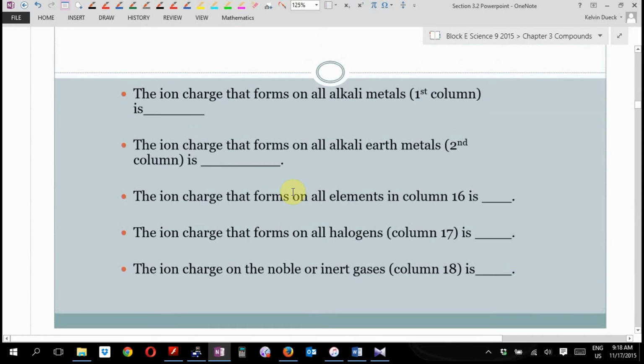So the ion charge that forms on all alkali metals is plus. The ion charge that forms on all alkali, you know what? This is a typo. It should say alkaline. You know, I didn't catch that. Yours does? Yeah. Oh, and my pen just stopped working for some reason. Okay. Is what? 2 plus. The ion charge that forms on everything in column 16. 2 minus.